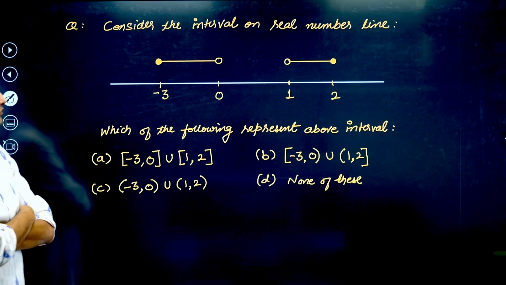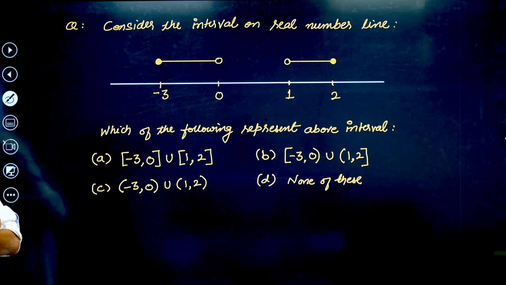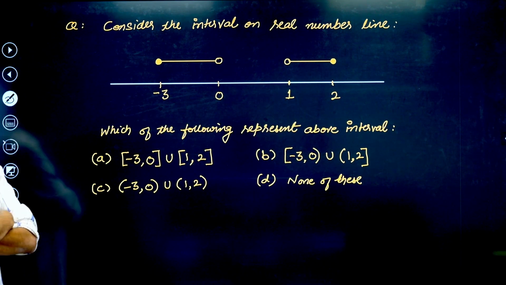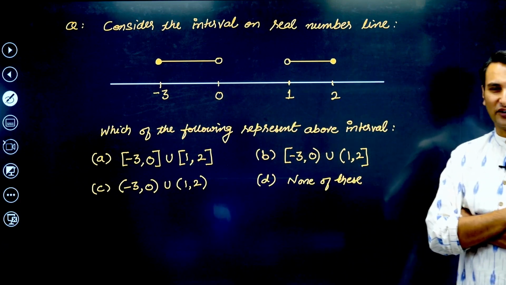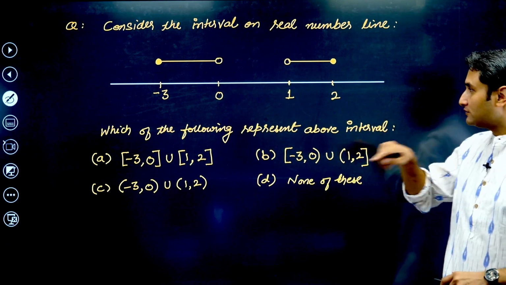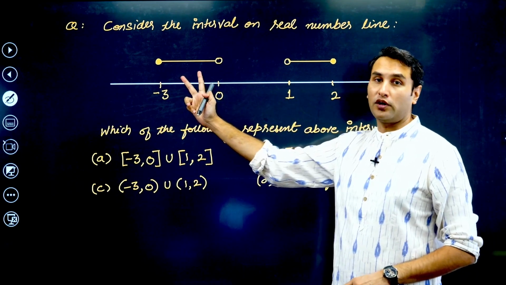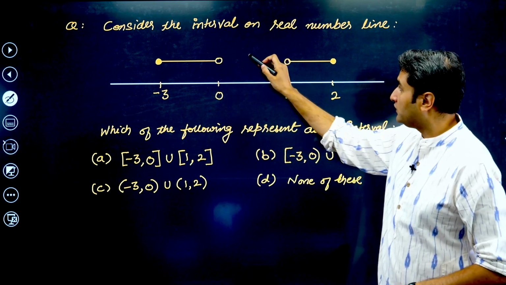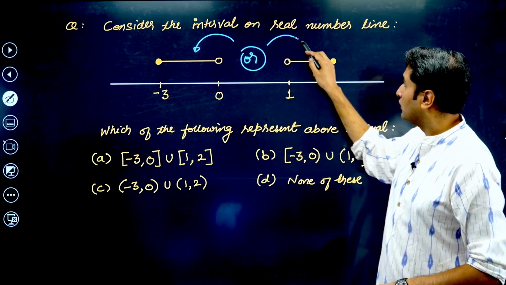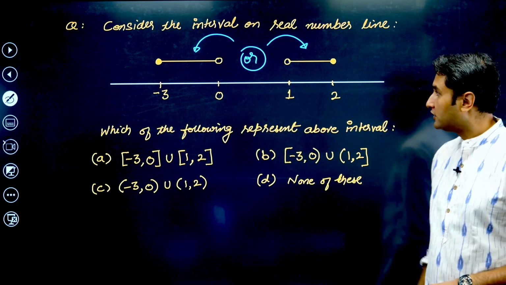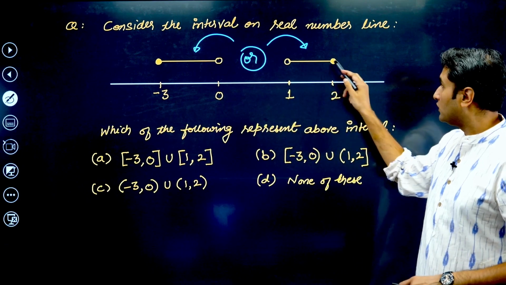Consider the interval on the real number line. Can you tell me which of the representations A, B, C or D represents the interval shown on the number line correctly? What will it be? -3 to 0. So either search here or search there, so in between there will be an or. So either here or here, right? Closed at -3, open at 0, open at 1, closed at 2.